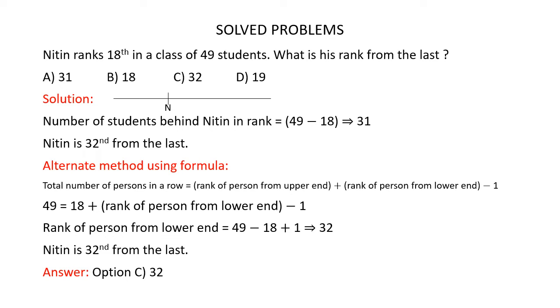Now substituting these values in the formula, you get 49 is equal to 18 plus rank of person from lower end minus 1. Rank of person from lower end is equal to 49 minus 18 plus 1, which is 32. So Nitin is 32nd from the last. The correct answer is option C, 32.